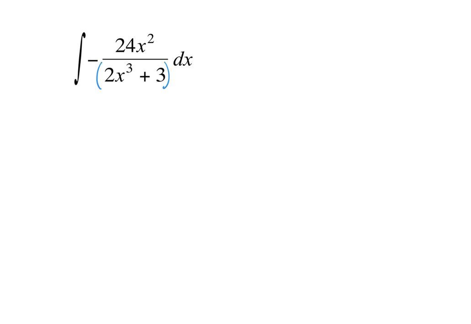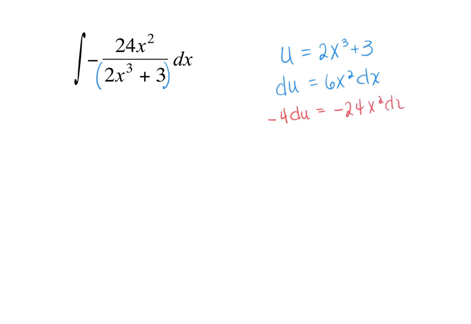So if I set the denominator as my u, 2x cubed plus 3, the derivative of that is 6x squared dx. I don't want a 6x squared dx. I want a negative 24x squared dx. So I'm just going to multiply both sides by negative 4. So negative 4 du will equal negative 24x squared dx, which is what I want. So I've accounted for everything.